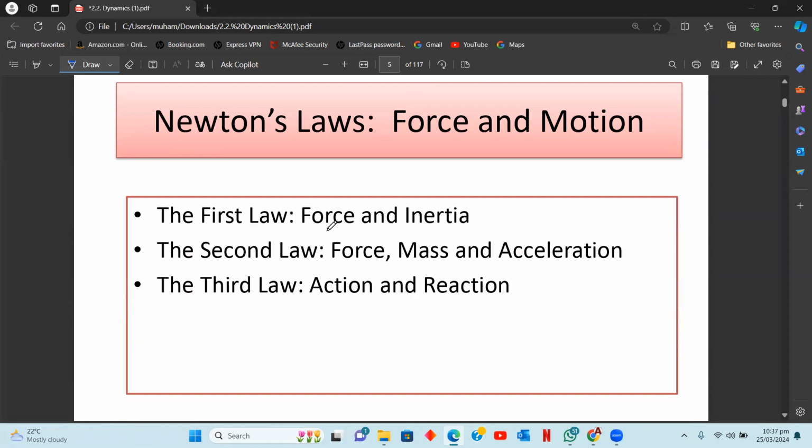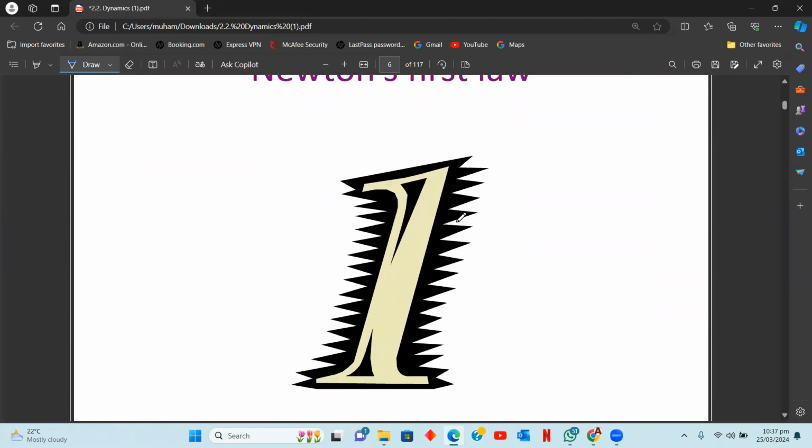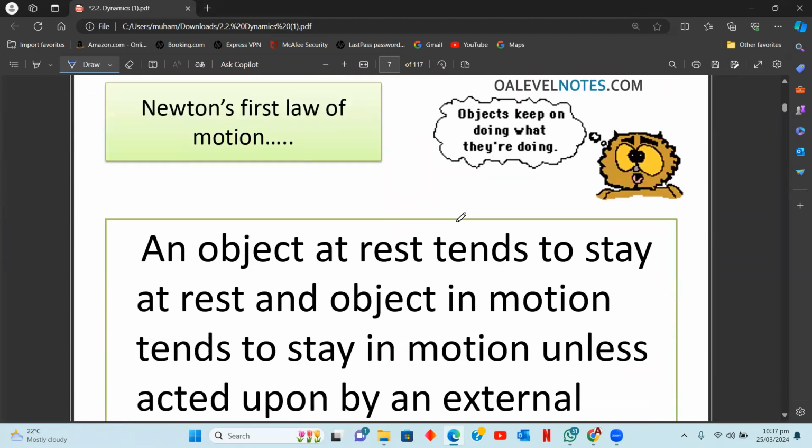The first law of motion deals with force and inertia. The second law deals with force, mass, acceleration, whereas the third law deals with action and reaction. I'm going to get into the details of these three, but this is just an overview as to what these three laws are majorly about. So, first law of motion in detail.